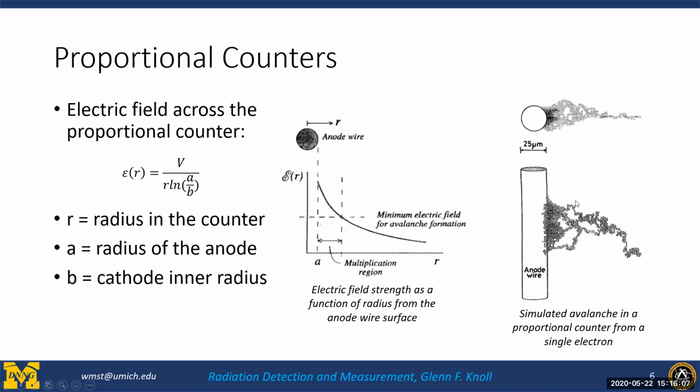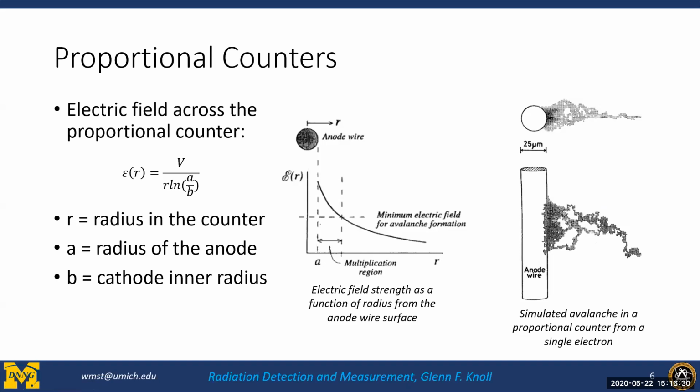And you can see here, this is a simulated avalanche in a proportional counter that was performed using a Monte Carlo method. So you can kind of get an idea of the different tracks and visualize that multiplication that occurs in this counter such that we get a sufficient response to be able to detect it.